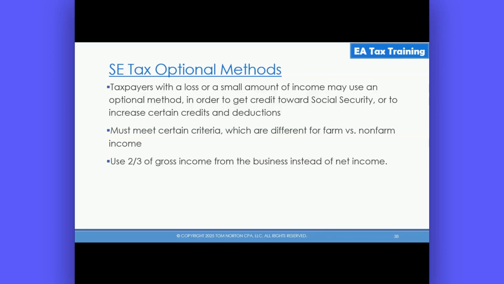This can also be used by people who may be entitled to certain credits. So we're going to be talking about credits later in this video. Some of those credits depend on the amount of your earned income. And so if you don't have any earned income, you're not entitled to that credit. And so again, those people might want to use this optional method as well. So it's only for self-employed people, but it allows them to report some earned income and to pay some self-employment tax for these reasons.